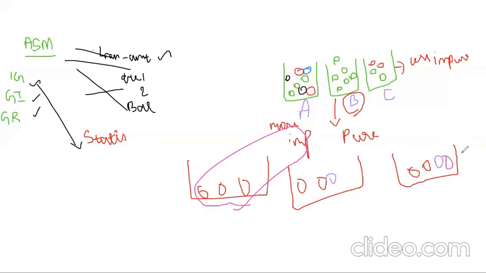Okay, information is a measure of purity. So the left bowl is a pure node, the right bowl is more impure, and the middle bowl is less impure. Okay, how can we measure this impurity, whether low impure, more impure, or no impure node?